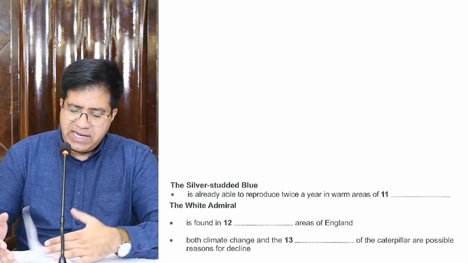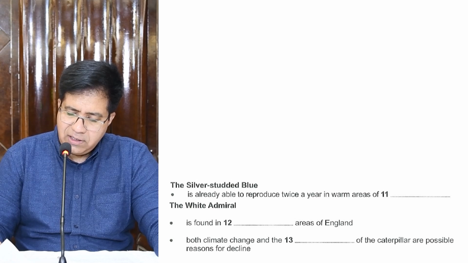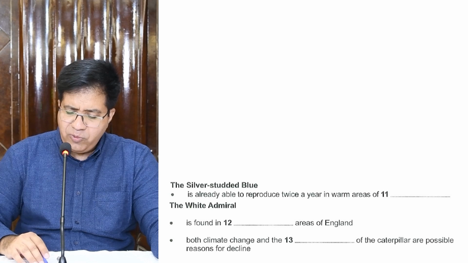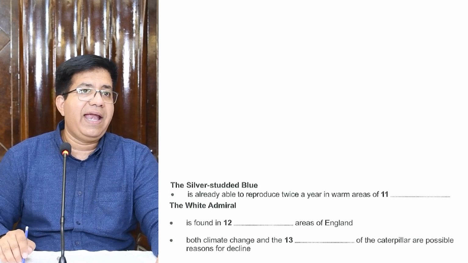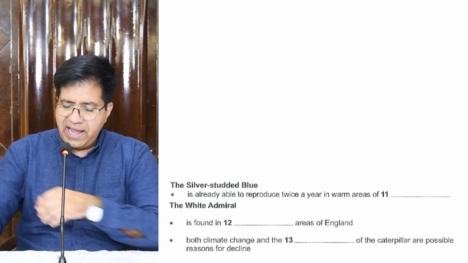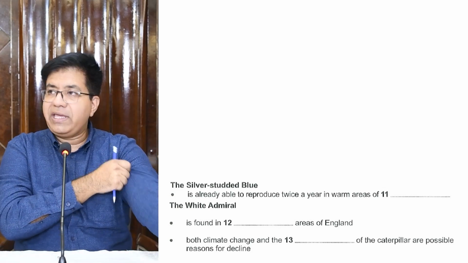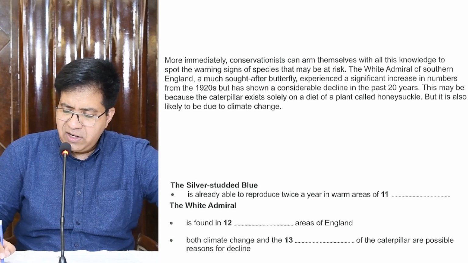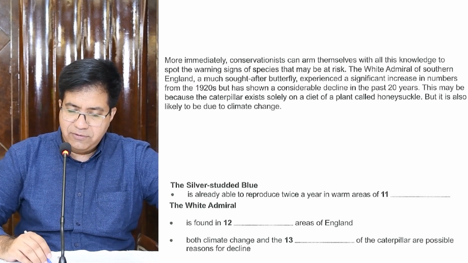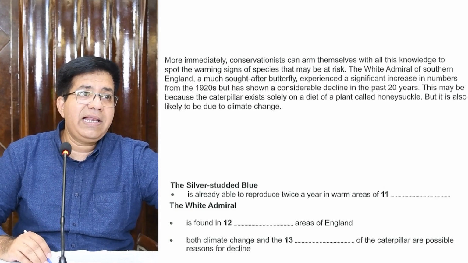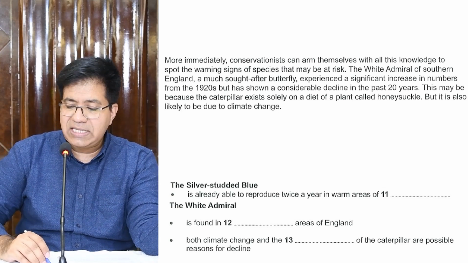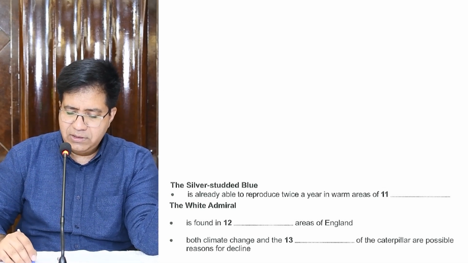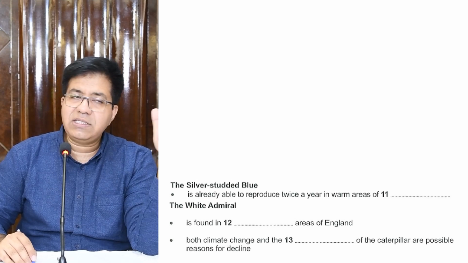Okay, last is White Admiral. Where is White Admiral? Last paragraph. White Admiral is found in dash areas of England. Simple. In dash areas of England. Okay, last paragraph, second line after the full stop. The White Admiral of Southern England. What does it mean? It is found in Southern England. So the correct answer is Southern. Southern areas of England, Southern England.